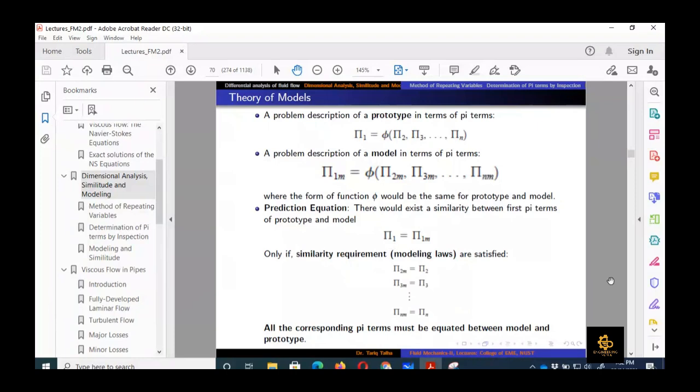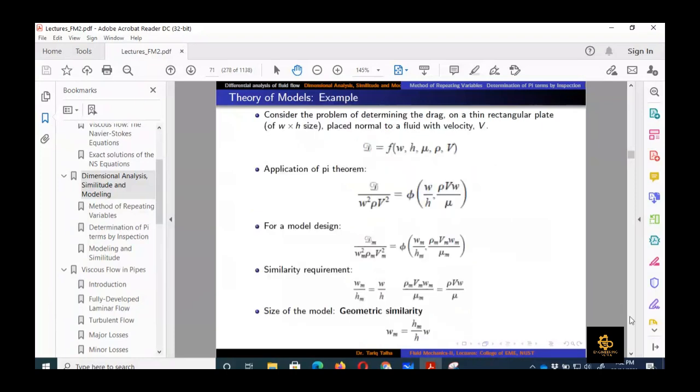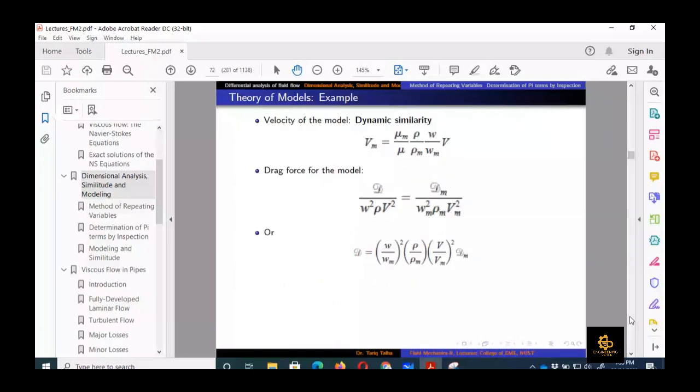And in the last class, we discussed the example of drag force on a rectangular plate. In the experiment we are going to get the value of D_m, which is the drag on the model, and we need to calculate the drag on the actual plate. That we can do by considering the similitude between the model pi terms and actual pi terms.